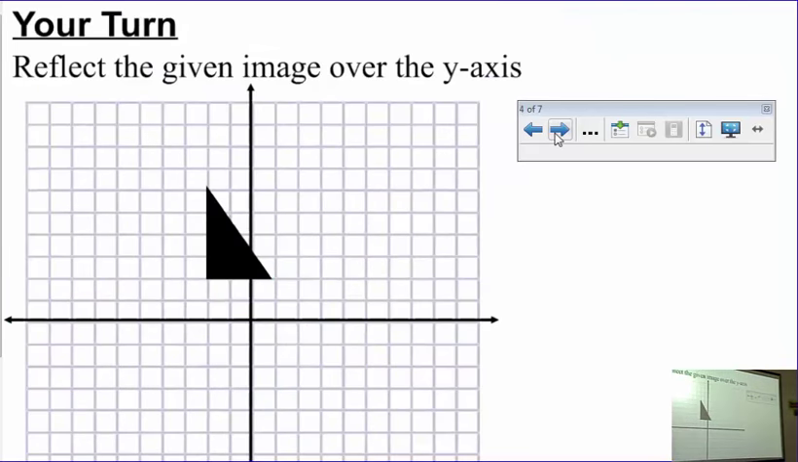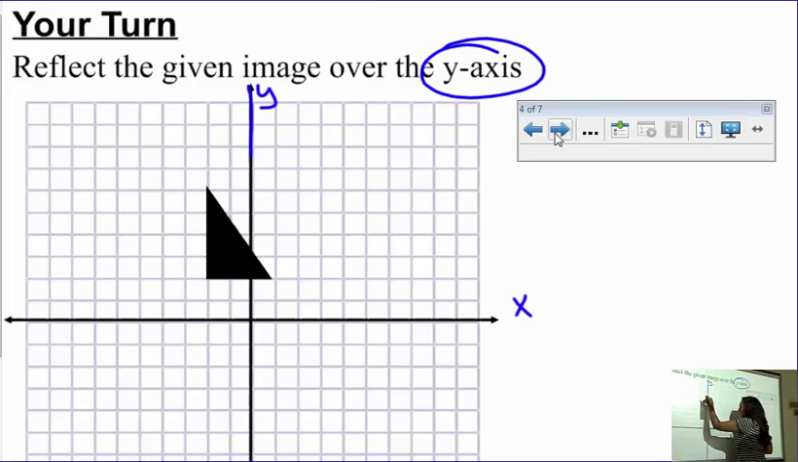So why don't you go ahead and try to do this one on your own. And this time, remember, we pay attention to which one we're going to use, the y-axis or the x-axis. So we're reflecting this triangle, the same one, over the different line. So go ahead and try to reflect that, and then let's check together.